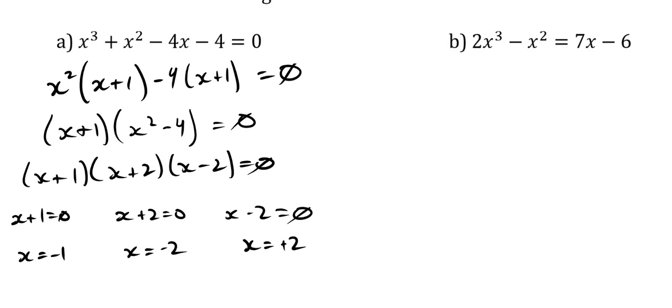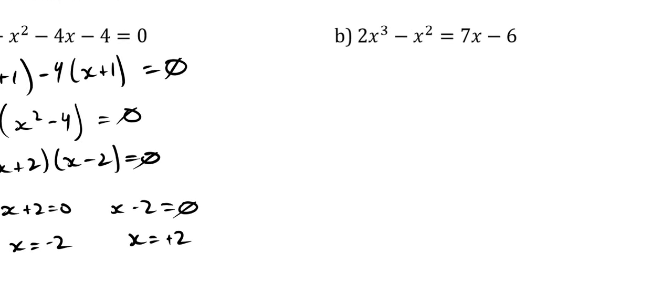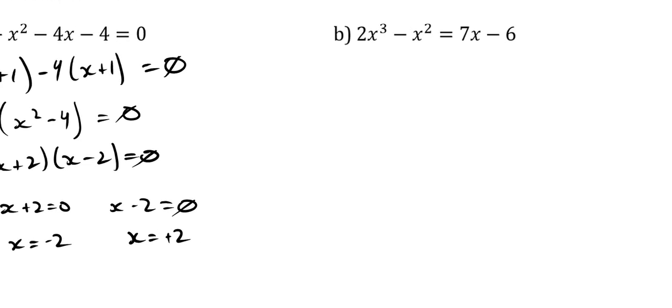I'm going to show you another example of that, a really good example. This one's not so much a problem for people. There's another type of question that's a major problem. People do silly things. But you have to set it equal to 0, so we're just going to move everything over to one side. 2x cubed minus x squared minus 7x plus 6 is equal to 0.